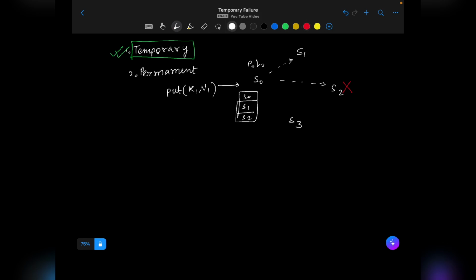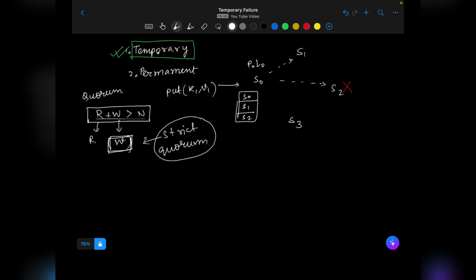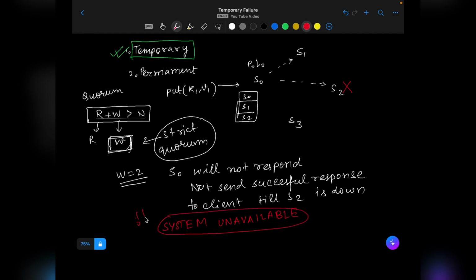If you remember, I have discussed in earlier videos the equation R plus W greater than N. The equation itself is not important, but remember what it denotes: the quorum for R and W. In this case, W is important since we are performing a put request, and if we follow a strict quorum, since S2 is down and W is 2, then S0 will not send a successful response to the client till S2 is up. Thus, the system is unavailable, which is a warning situation we have reached.